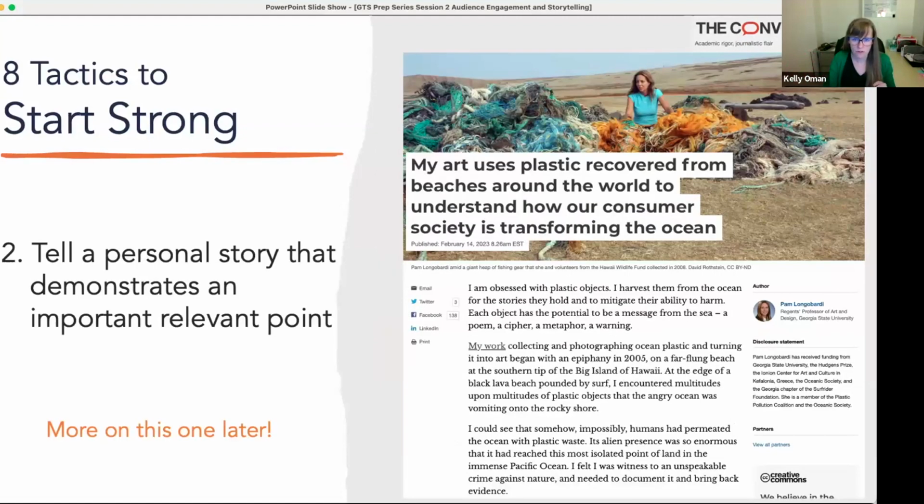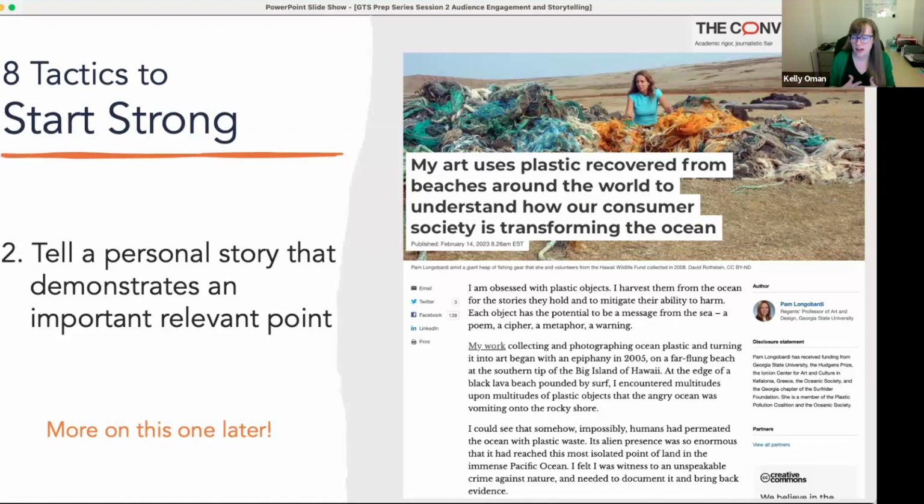Next example. Another way to start is to tell a personal story that demonstrates an important, relevant point. So this person makes art using plastic recovered from beaches. And she begins, I am obsessed with plastic objects. I harvest them from the ocean for the stories they hold and to mitigate their ability to harm. Each object has the potential to be a message from the sea, a poem, a cipher, a metaphor, a warning. And then she starts to get into the work that she does with this.